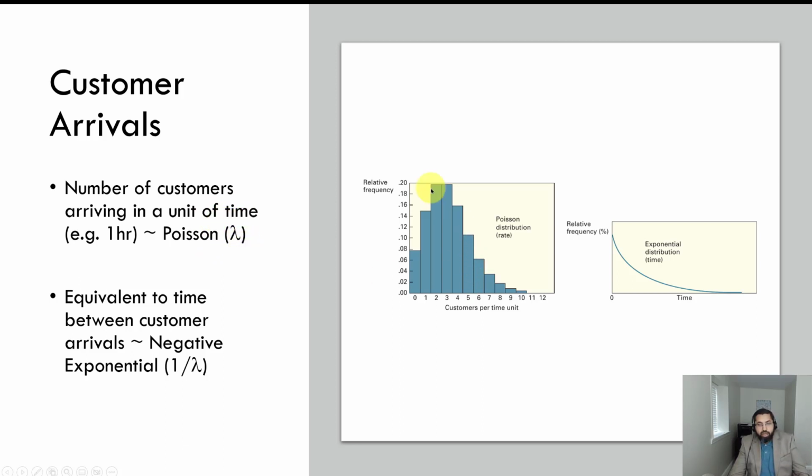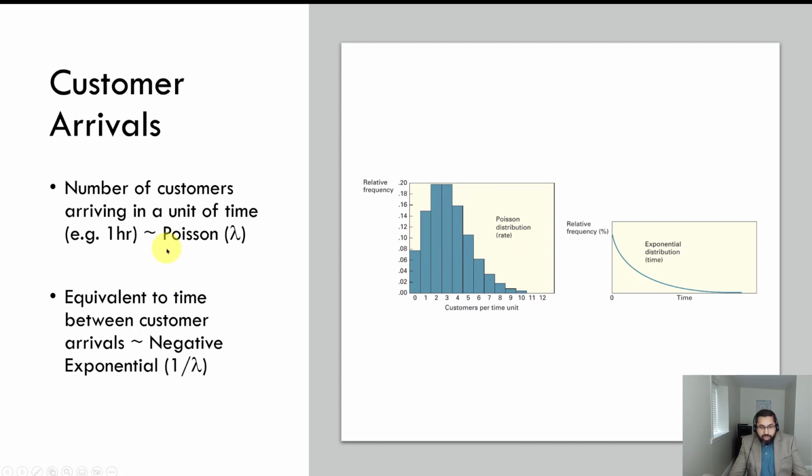That's lambda. And if you look at this histogram, this picture here, you can see that there's a high probability that whatever is the average happens for a Poisson distribution, but you can also have more than the average happen, and the probability decreases as you move far away from the average.